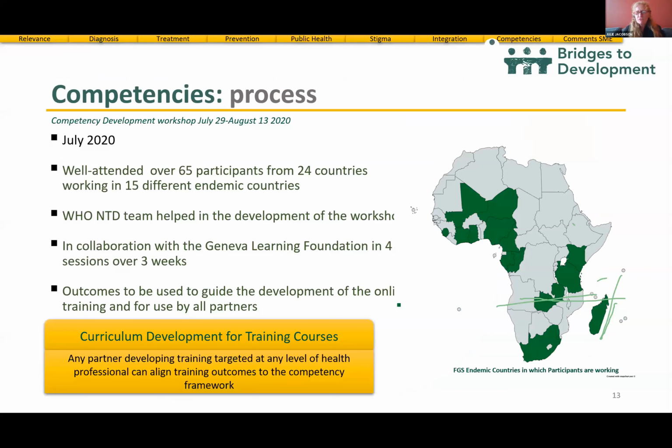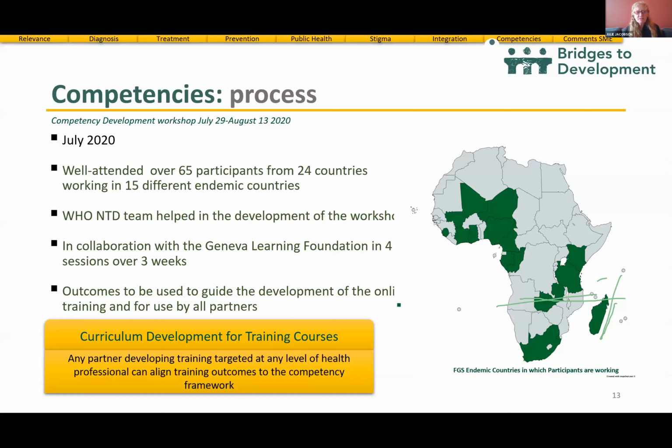So one of the first challenges has been what does it mean to know, what does it mean to be competent in treating, diagnosing, and preventing female genital schistosomiasis? And this became a challenge when we were talking with the World Health Organization and others who were interested in supporting some training in this. But the question is, what do we need to train people on?